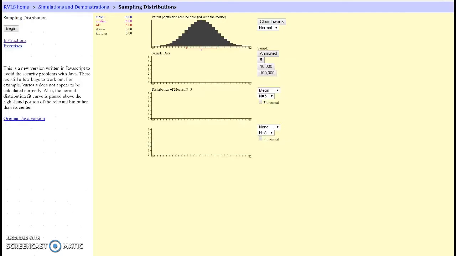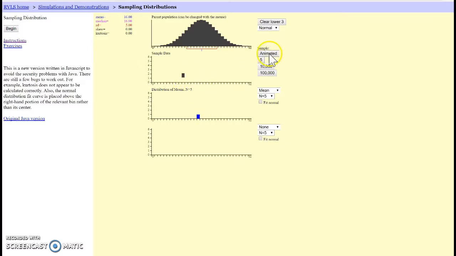The way that we're going to do it is with this simulation. Here it says the mean is 16, the median is 16, the standard deviation is equal to 5. Notice this is our population, so we have an entire normal population. What we're going to do is take 5 samples and compute a mean. I'll animate it so you can see. We take all 5 of them, add them all together, and we get a mean.